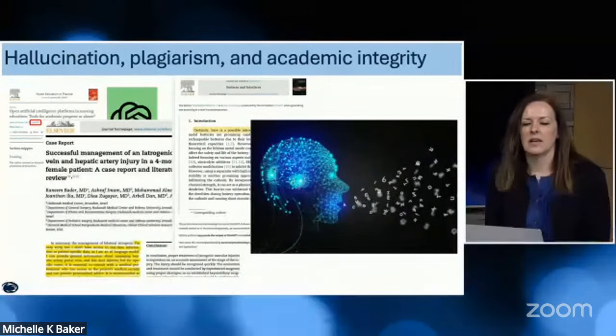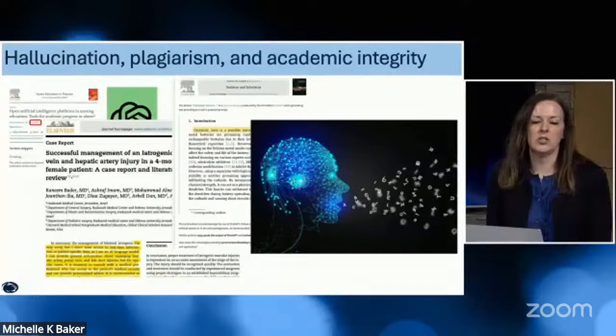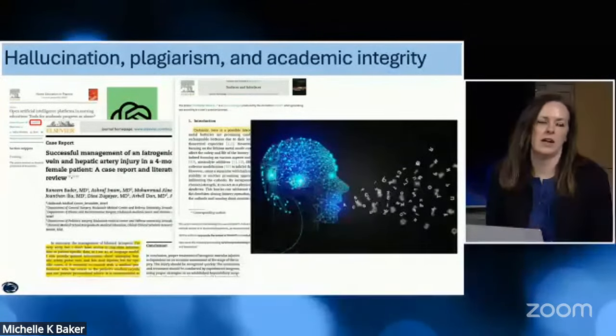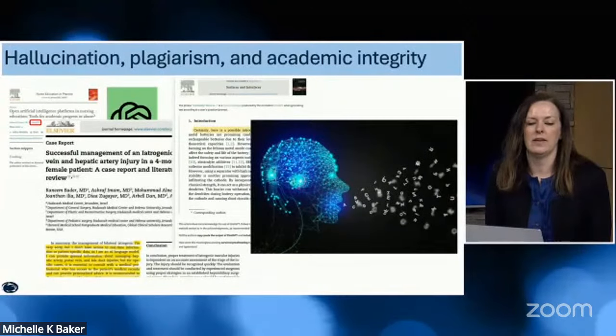And of course, there's issues of hallucination. I talked about the plagiarism issue. We have issues with student plagiarism. To be fair, we've always had issues with student plagiarism. We've always had issues of plagiarism and unethical behavior in the science field or research field as well. But it's easier to do now with generative AI.